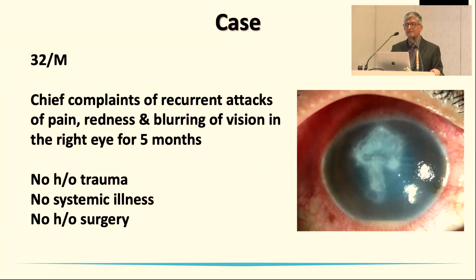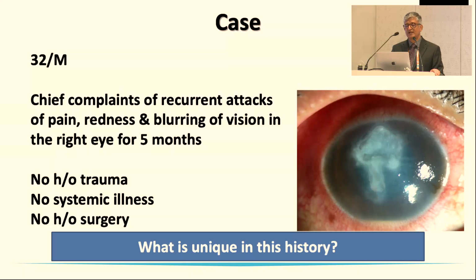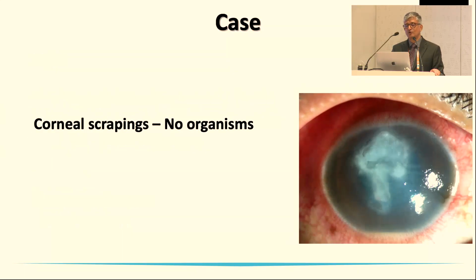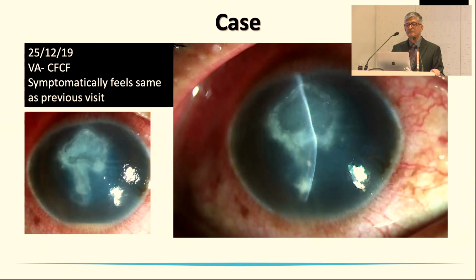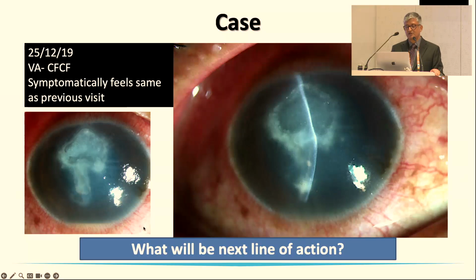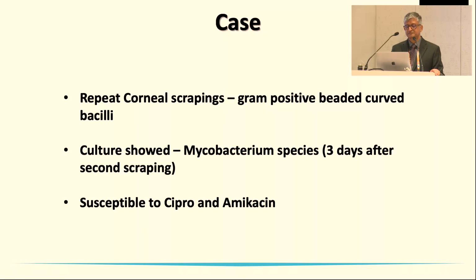This is yet another patient, treated as HSV geographical ulcer. We found that this patient showed no organism on the initial corneal scraping. With a 5 months history, we suspected strongly atypical mycobacteria and gave a drug holiday to pick up the organism. And slowly, over a period of time, this patient responded very well and got cured on amikacin therapy.